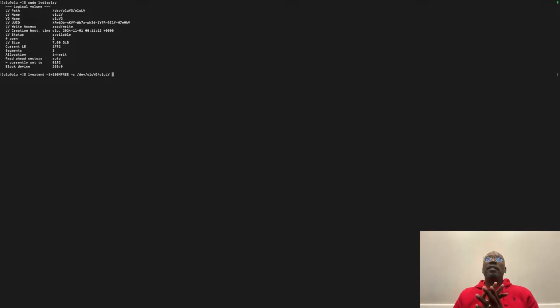So what this does is whatever memory is available that's free, it would automatically extend it in terms of extents because I'm invoking the small capital L. So 100% free says whatever is left, use 100% of this to extend the volume. The -r option says resize and reformat. Okay. So this should be it.